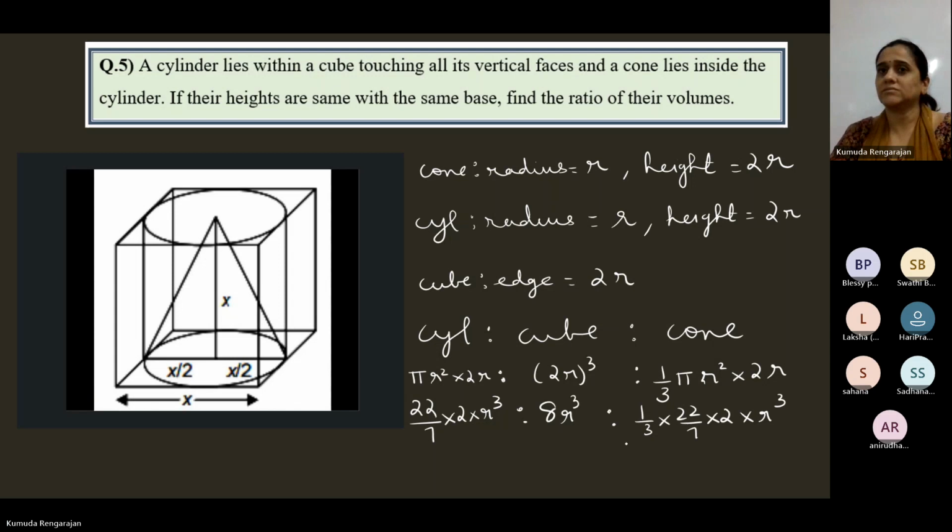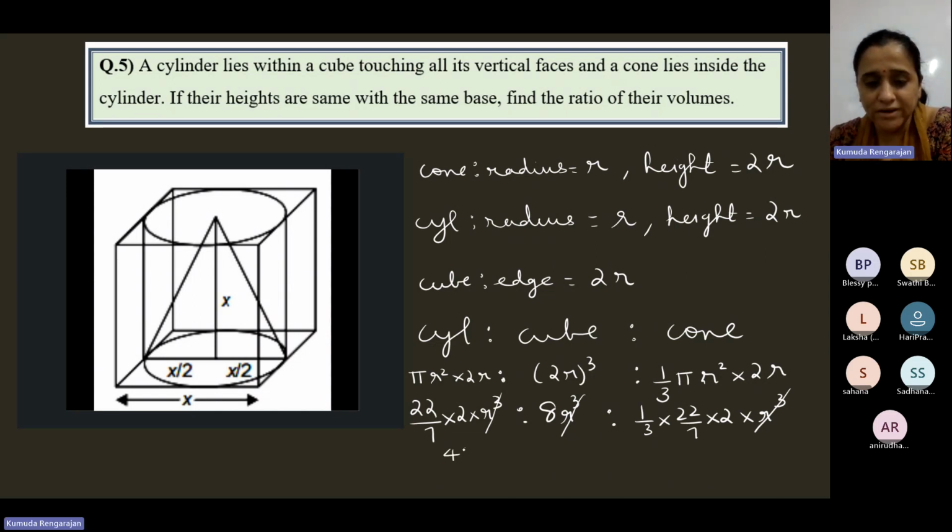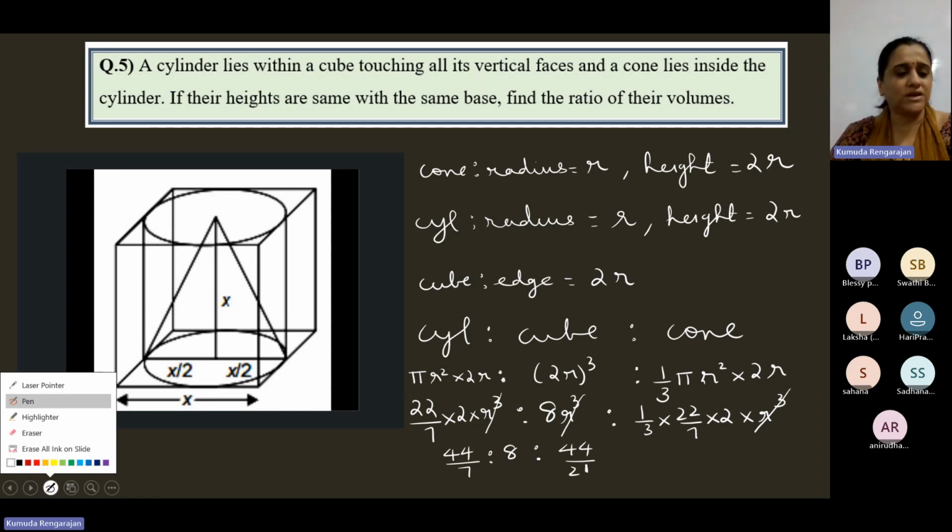All right. Now r cubed is everywhere, so r cubed gets cancelled. Now we have 44 by 7 is to 8 is to 44 by 21. That's it. We got the ratio.